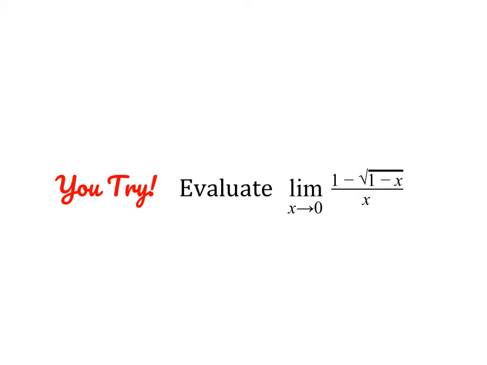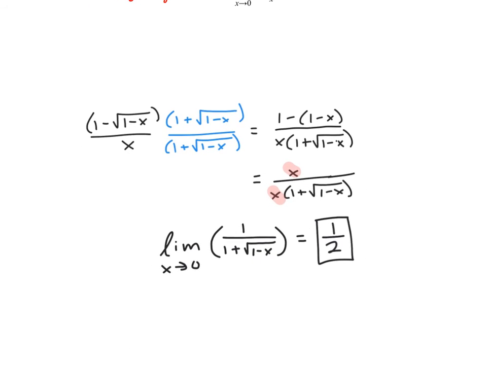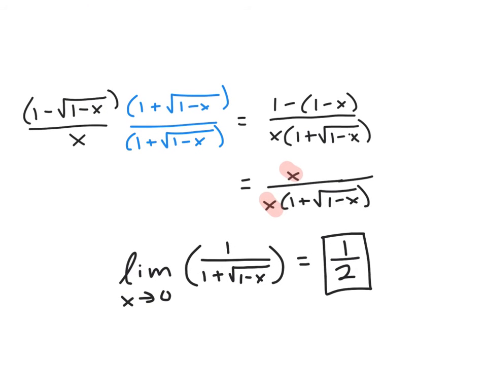Okay, go ahead and pause the video and give this one a try. So once again, here you can see that by multiplying by the conjugate, we have a new expression which will have the same behavior as x approaches 0. We're able to divide out a common factor, and then we can evaluate this limit using direct substitution.